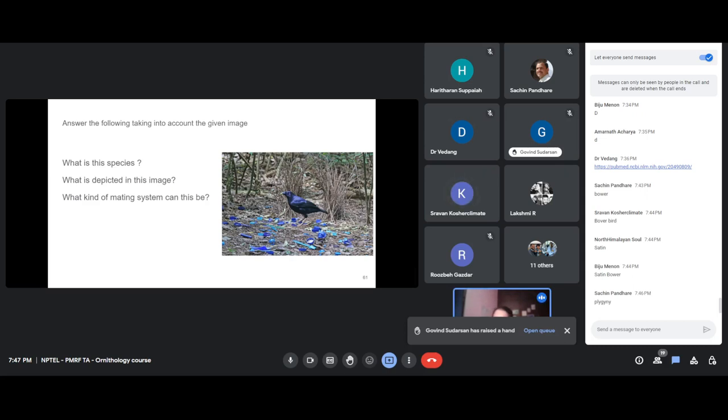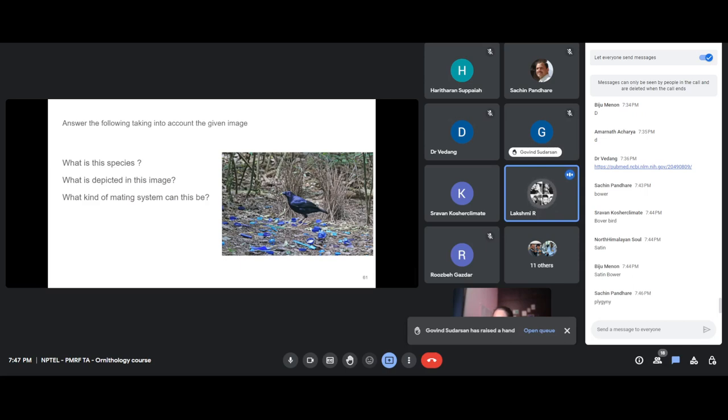One is a congregation of multiple males displaying in a particular arena, but here it is only one male displaying in his arena. There are no multiple females individually. One female visits many bowers. It's not that many females visit one bower. It's the reverse, you know. One female visits multiple bowers. As Sachin said, it's polygynous.